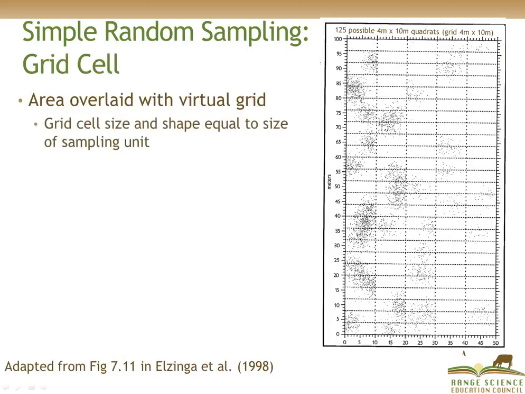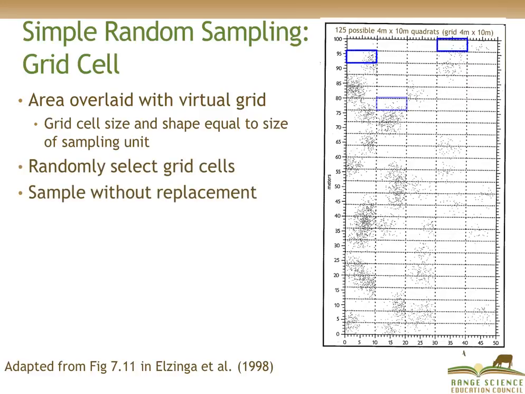Another approach for simple random sampling is the grid cell method. In this case, the area, or again a schematic diagram of the area, is overlaid with a virtual grid. And the grid cell size and the shape of the cells is equal to the size and shape of the sampling units that we plan to use in the area. We then randomly select different grid cells and we sample without replacement. This allows us to use randomization to independently locate sampling units.